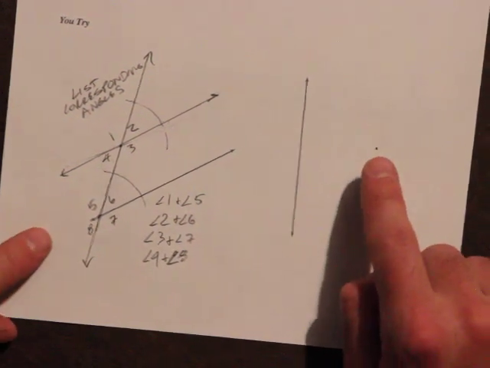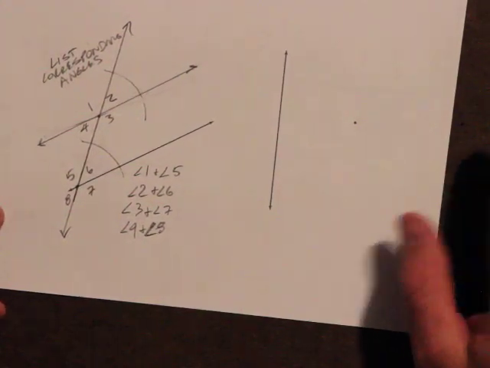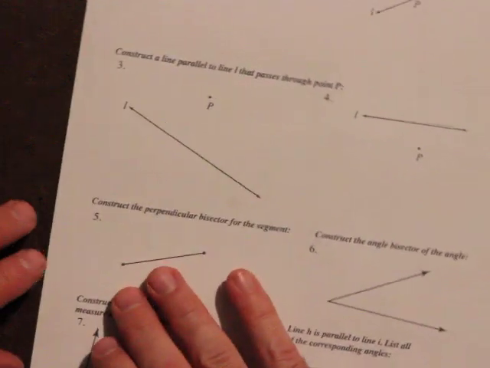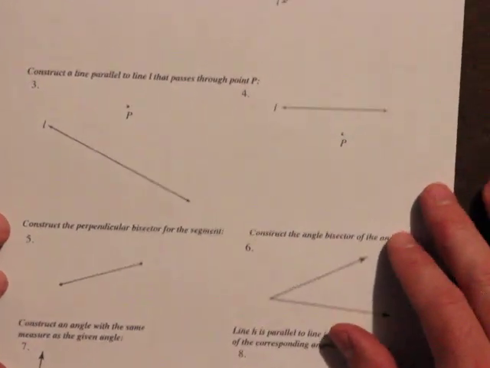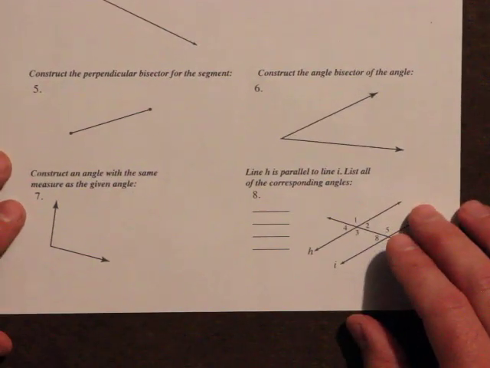So go ahead and do this line on your own, make a parallel construction here, and then here's your homework. Here's your guided practice. There's your homework. There you go. Constructing angles, or what did I do? Parallel lines and perpendicular lines. That's what we just did.